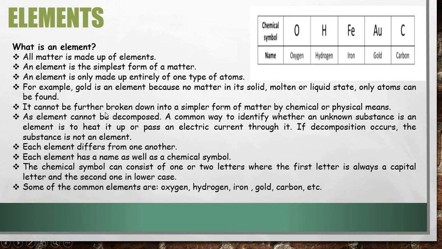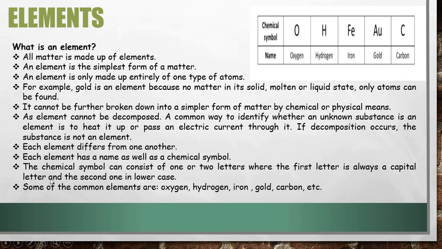So the first method is you heat it up, or you pass an electric current through it. If decomposition occurs, which means separation, the substance is not an element. Each element differs from one another. Oxygen is O, H, K, they are different, right? So each element has a name as well as a chemical symbol. O stands for oxygen, H stands for hydrogen.